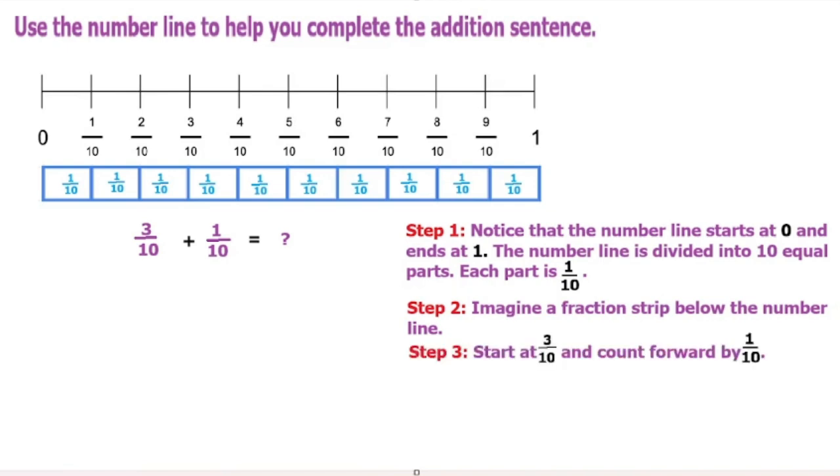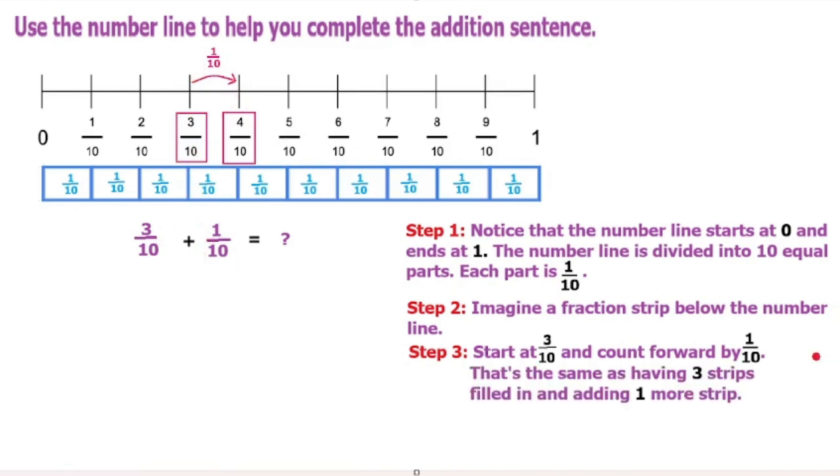The next step is to start at 3/10 and count forward by 1/10, because these are the numbers we're working with, 3/10 and 1/10. So start at 3/10. You start here, and then you move over 1/10, and you end up here at 4/10. That's the same as having 3 strips filled in and adding 1 more strip.